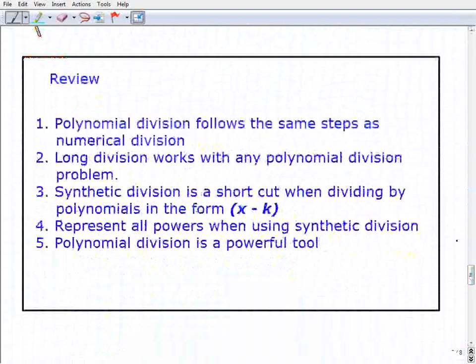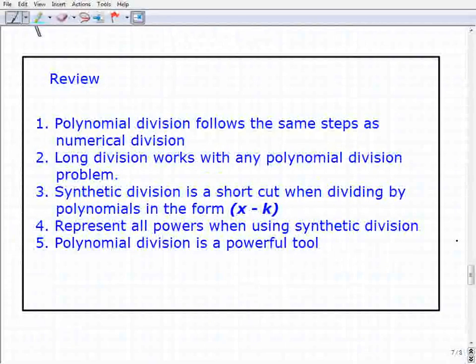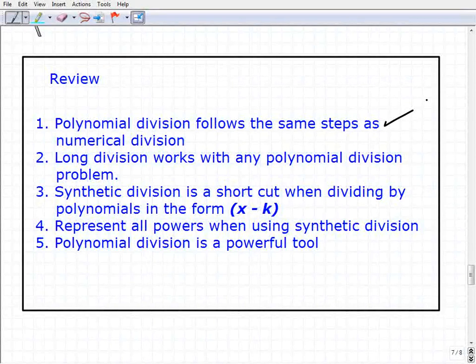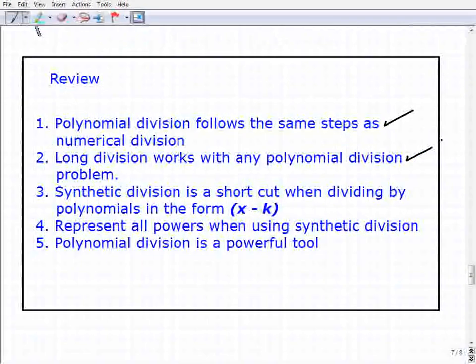Polynomial division follows pretty close to the same steps we saw in our first numeric division problem, very similar to that division algorithm. Long division works with any polynomial problem. I want to make sure you understand that. When you don't have that x minus k situation, you're going to have to enjoy doing long division. However, when you do have x minus a number or x plus a number, we want to use synthetic division.